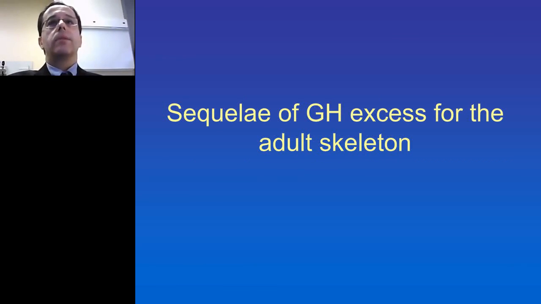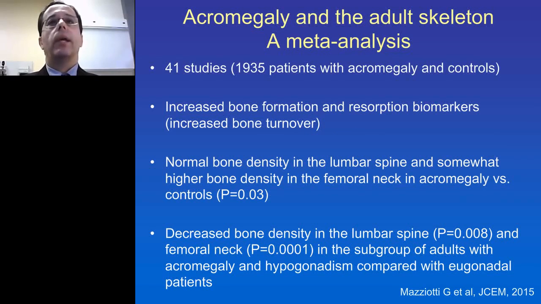A meta-analysis was published recently that really outlines what is known about the effects of growth hormone excess on the adult skeleton. This meta-analysis included 41 studies, over 1,900 patients with acromegaly and controls. The findings indicate that patients with acromegaly have increased bone formation and resorption, that is, increased bone turnover based on bone biomarkers measured in the circulation.